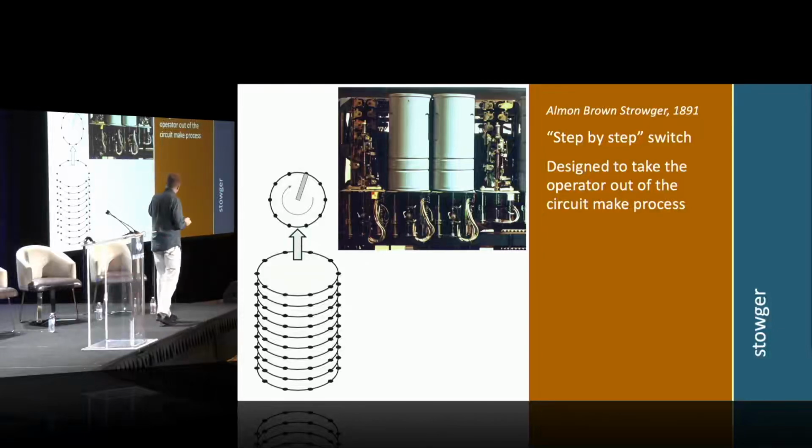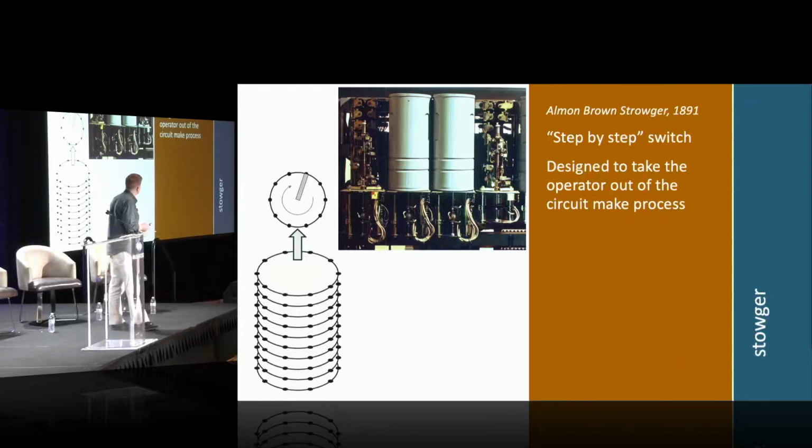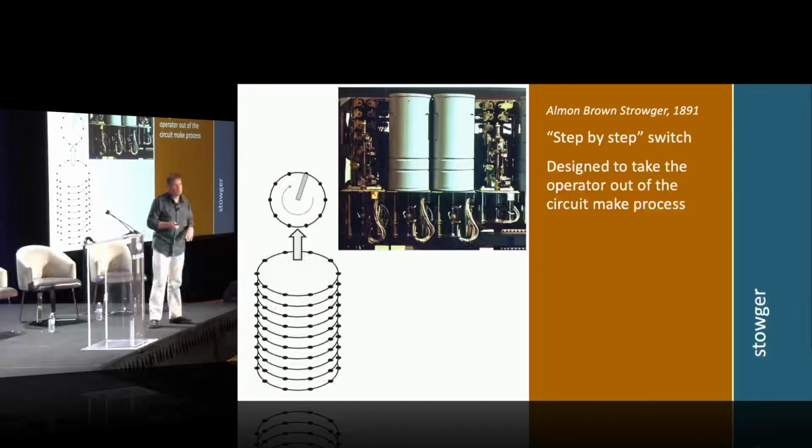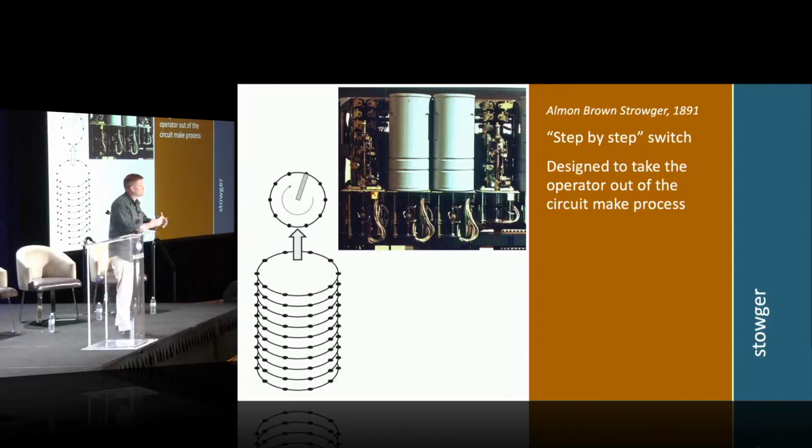This was invented in 1891. These were very, very common. And this was, again, just designed to take the operator out of the circuit make process. So once you make the circuit, you still end up with bidirectional traffic flow, but you're making the circuit from send to receive, logical send to logical receive.